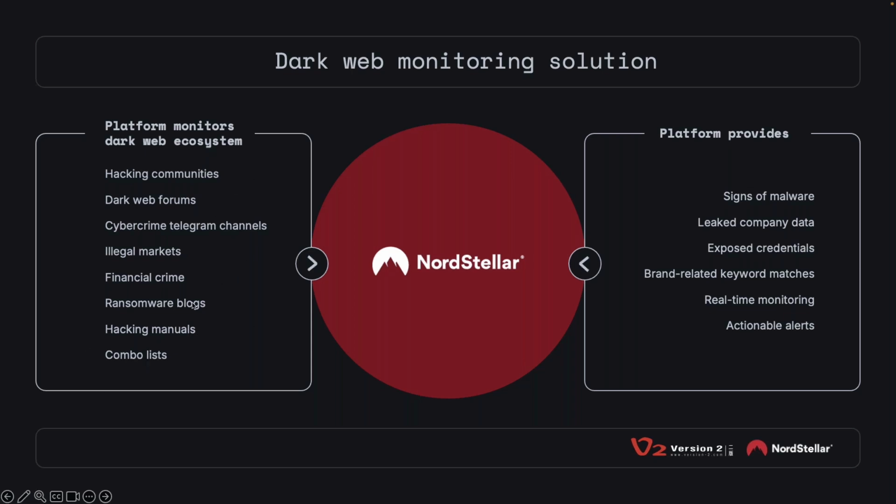So if you just put in your domain, your IP, or your brands, or your product name, that can help. So we let you know if there is a signal of malware, if there is leaking of your company data, if there is any exposed credential, and any other keyword or real-time monitoring. So we can give you some actionable alerts, like if there are vulnerabilities, if there is a leaking password, that you can reset and handle.